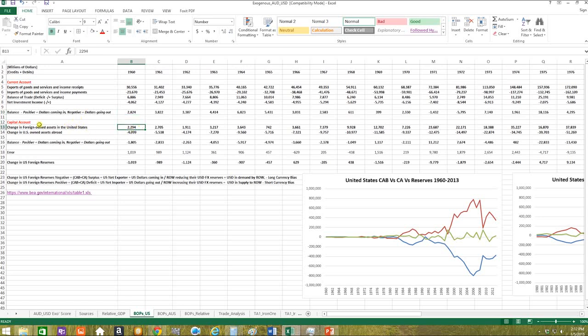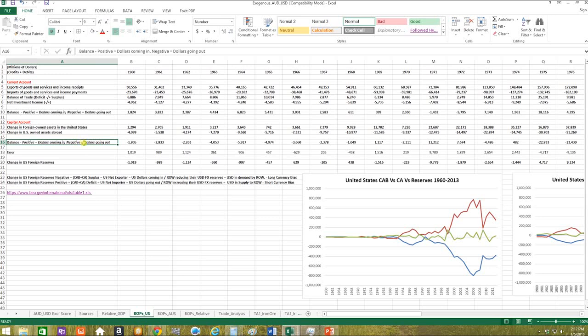When we look at the capital account, we can see what this is made up of. We can see the change in foreign-owned assets in the United States, and we can see this has gone up. And we can see the change in US-owned assets abroad, and we can see this has gone down. And we can see that this has gone down more than the amount of assets that are being purchased by foreigners in the United States.